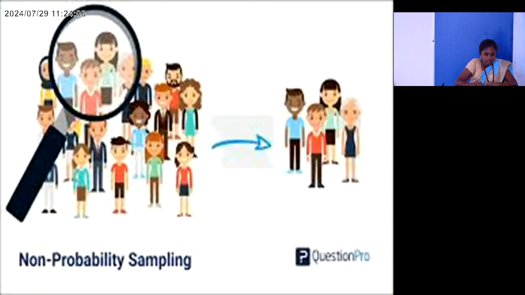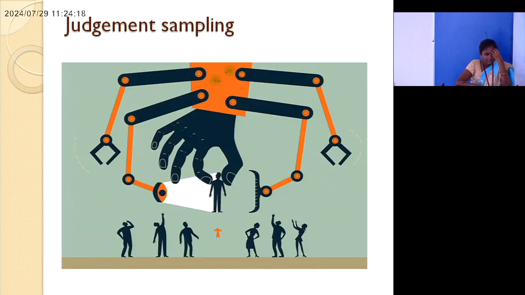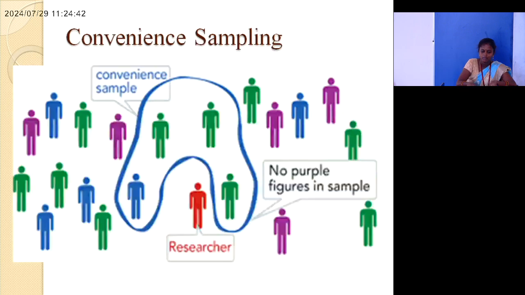Next technique is non-probability sampling. When the population is unknown, we can use non-probability sampling. The first one is judgment sampling. Judgment sampling is otherwise called purposive sampling. The samples are selected only based on the researcher's knowledge, as their knowledge is instrumental in creating the samples. There are chances of obtaining highly accurate answers with a minimum marginal error.